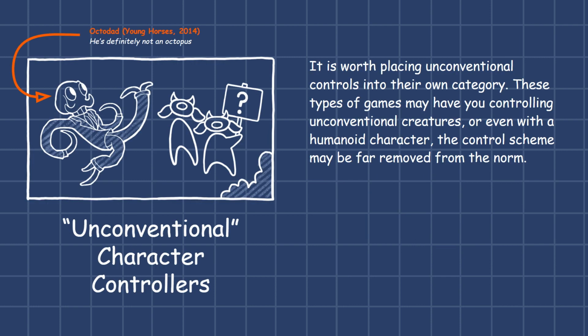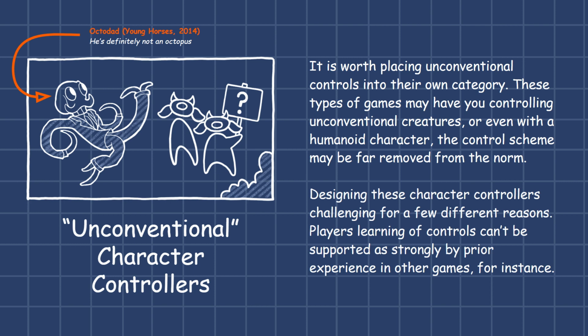While the first and third person categories do cover all relevant possibilities for character control, it is worth placing unconventional controls into their own category. These types of games may have you controlling unconventional creatures, or even with a humanoid character, the control scheme may be far removed from what is the norm in first and third person games.